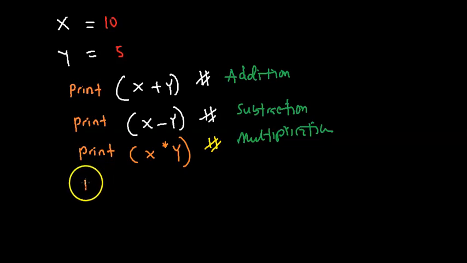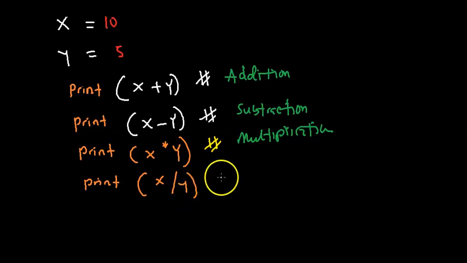And here comes another print, which is x divided by y, and here let's say we have our hash symbol, and this is simply going to be division.